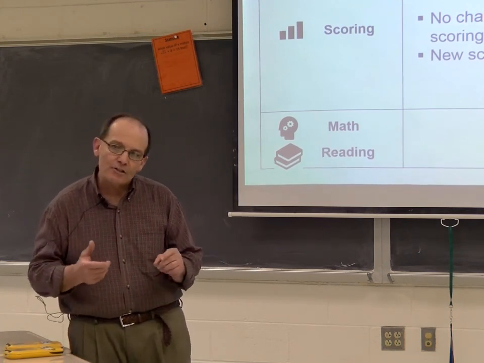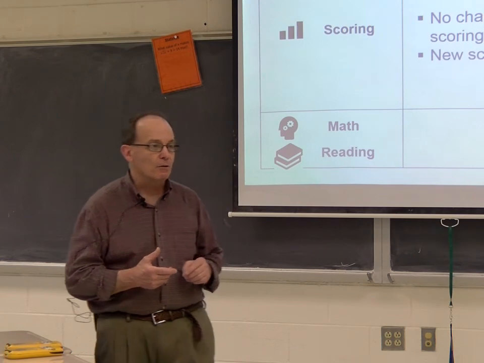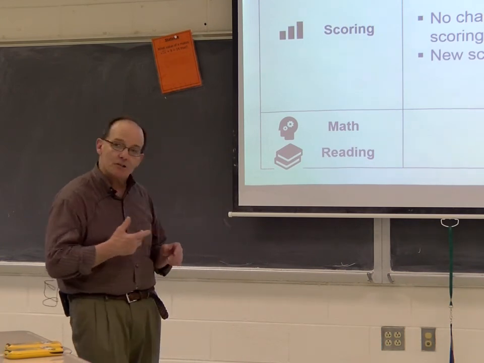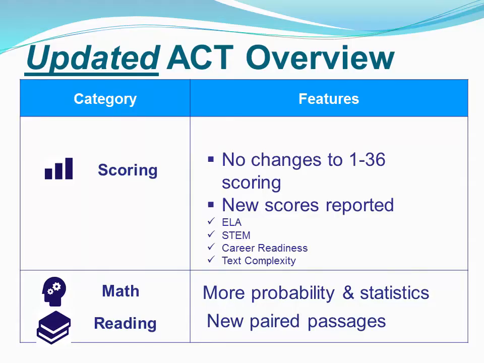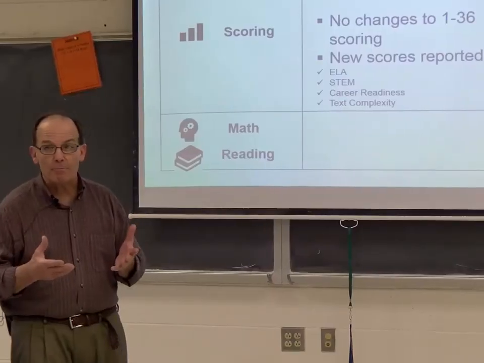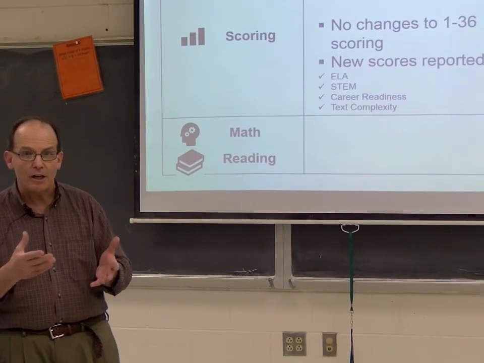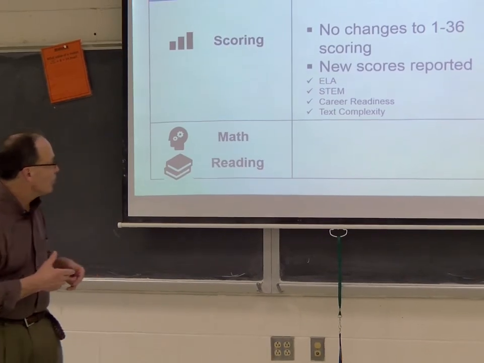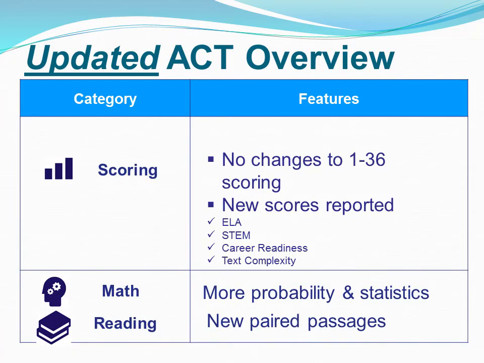Now you're also getting some new subscores here, and this is brand new, and the schools will be getting this, the colleges and universities to which you send your scores. You'll get something that gives a separate English and language arts score, the ELA here, your ability in English and language arts. In reading STEM type information: science, technology, engineering, mathematics. Also looking at career readiness and text complexity. As the text gets more complex, how does your skill set respond? How are you performing in those things?